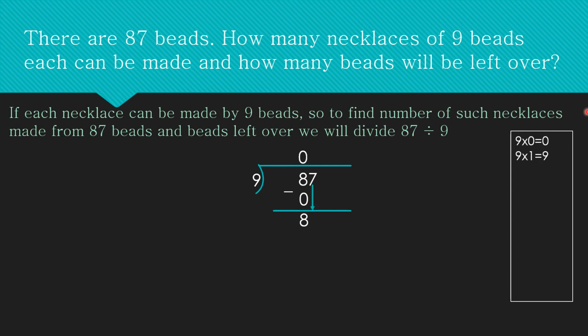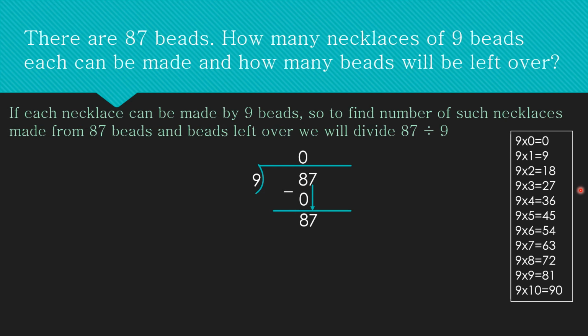So we will write 7 down. Our number became 87. Now we will say 9 timetables further. So 9 2s are 18, 9 3s are 27, 9 4s are 36, 9 5s are 45, 9 6s are 54, 9 7s are 63, 9 8s are 72, 9 9s are 81, 9 10s are 90.